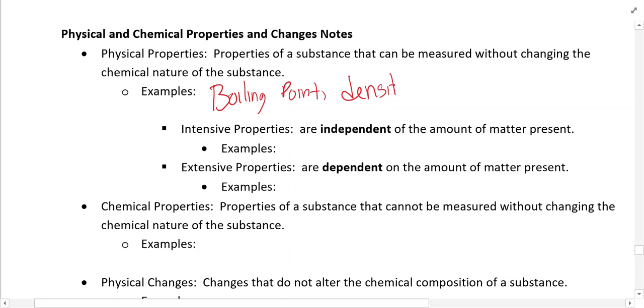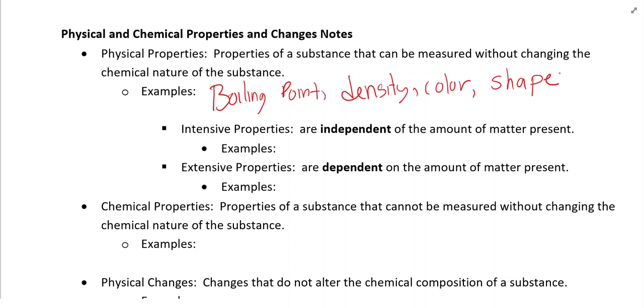density, color, shape. There's many more out there. Mass, texture, smell, all of these are physical properties. Physical properties can be broken down even further into intensive and extensive.